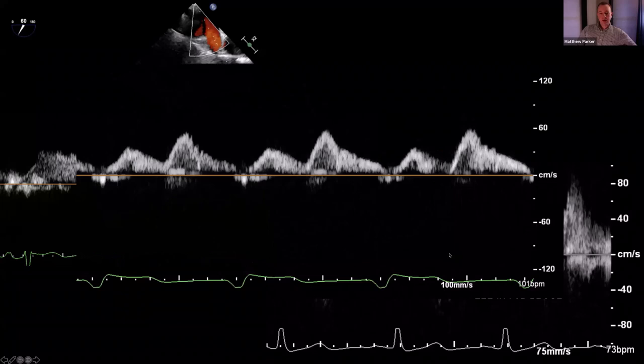Of course, sometimes you get something like this, where systole is blunted compared to diastole. Like a lot of other things, this could be anything. This could be mild, moderate, or severe, depending on exactly which pulmonary vein, exactly how big the left atrium is, and a lot of other things.